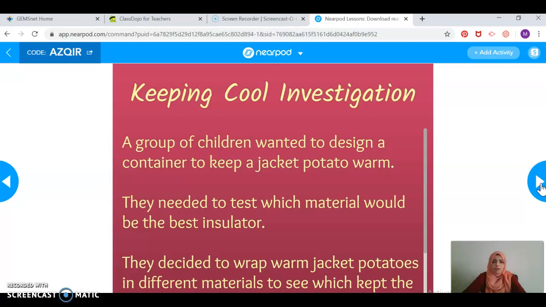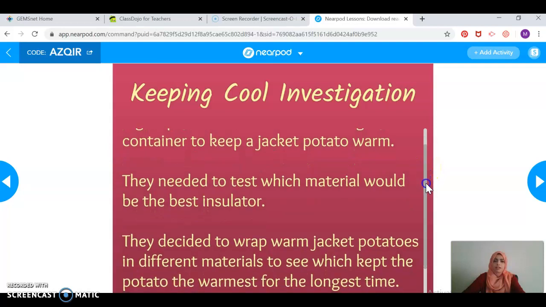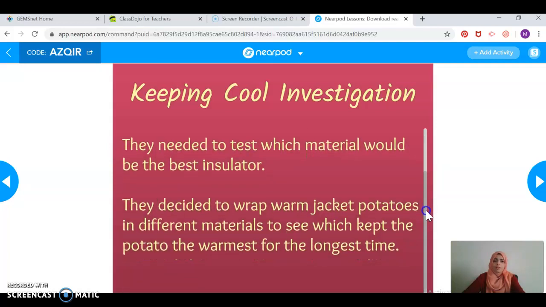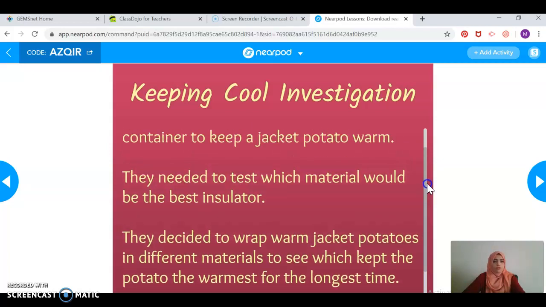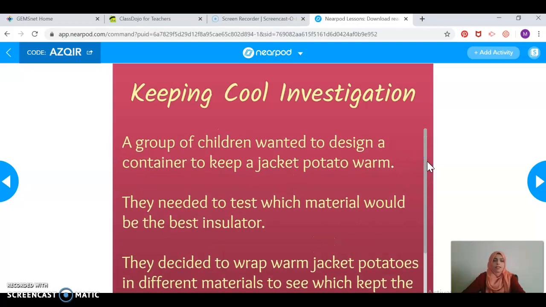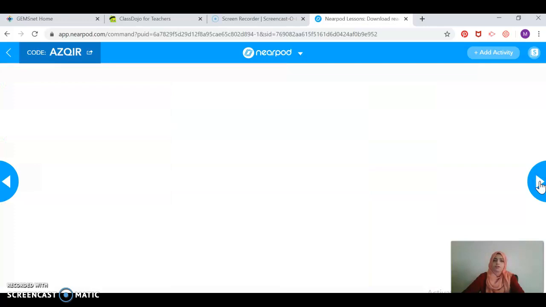So the investigation is Keeping Cool. A group of children wanted to design a container to keep the jacket potato warm. They need to test which materials would be the best insulator. They decided to wrap the warm jacket potatoes in different materials to see which kept the potato warmest for the longest time. So they are going to investigate which one is the best thermal insulator. This is the investigation that they are going to do.